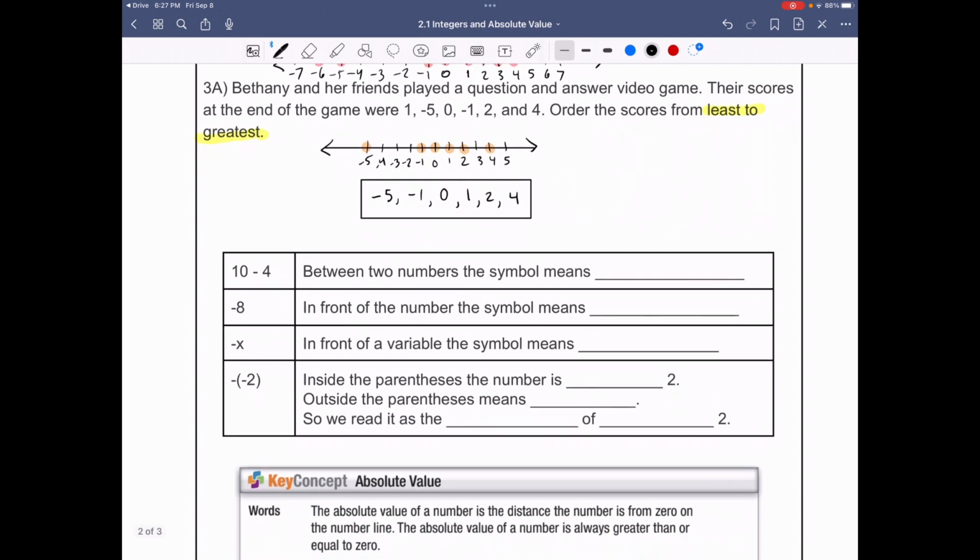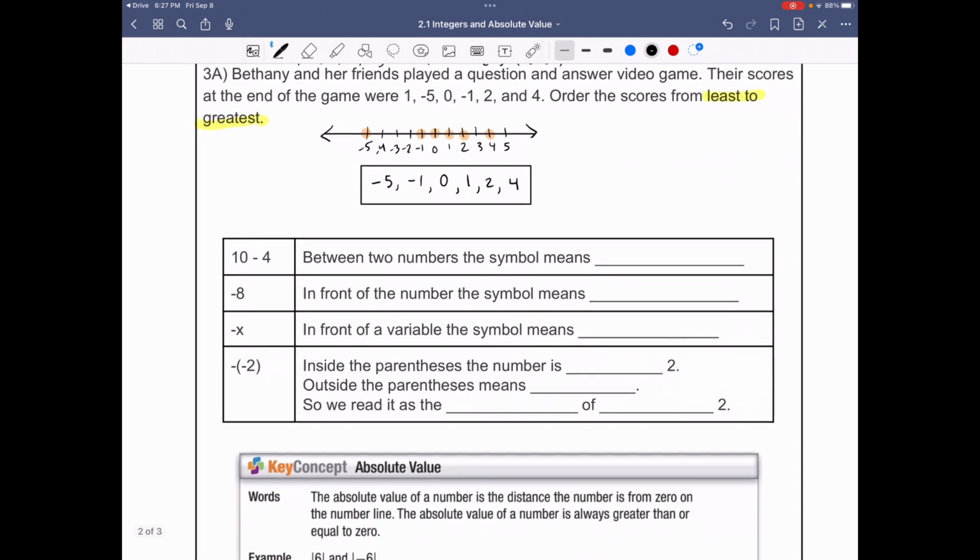There's a little note that I would like to make with you for subtracting symbols and negative symbols. If the symbol is between two numbers, that symbol means subtract, or subtraction. And we would read that as 10 minus 4. If the symbol is in front of the number, the symbol means negative. So we would read this one as -8.